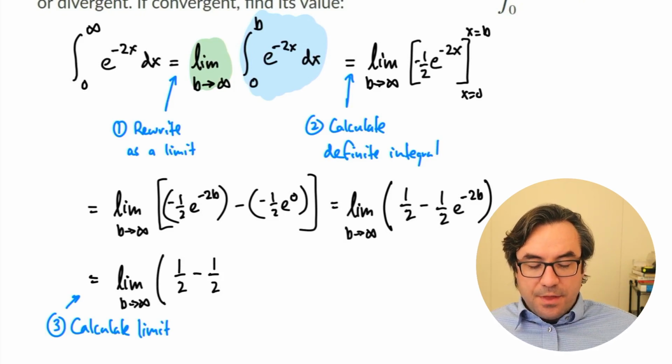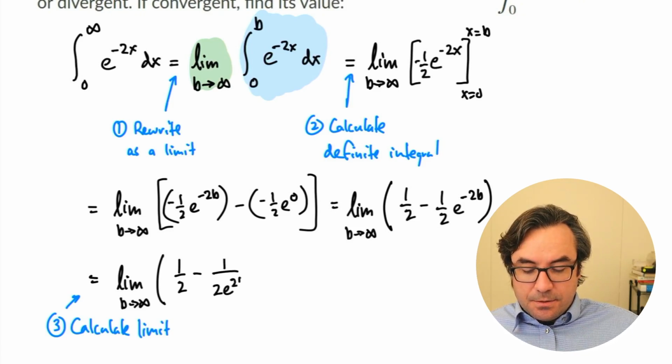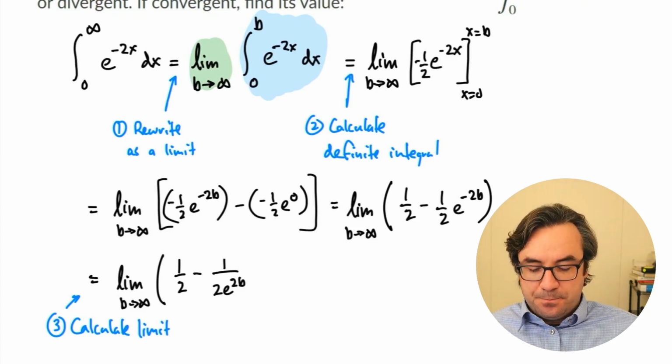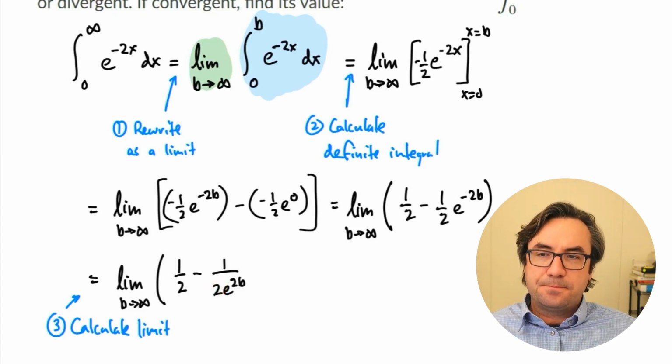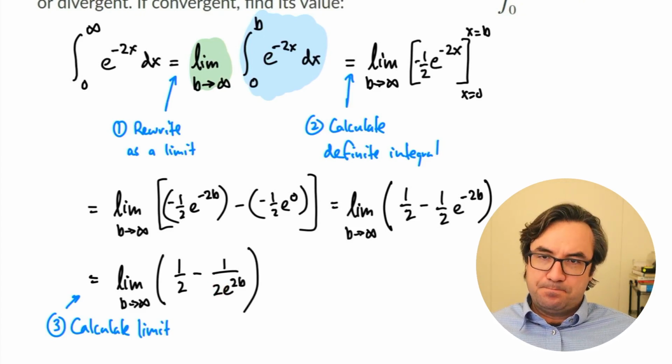So rather than e to the negative 2b, I'm going to write this as 1 over e to the 2b. And I still have that 1/2. Just helps me picture what's going on.